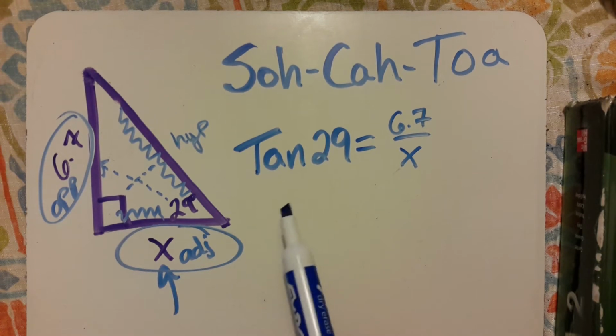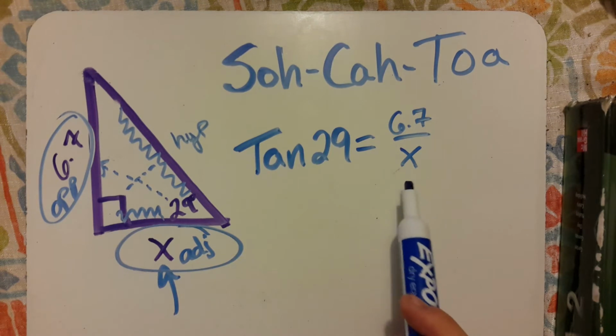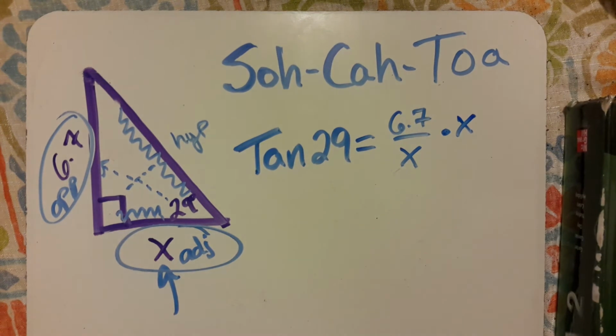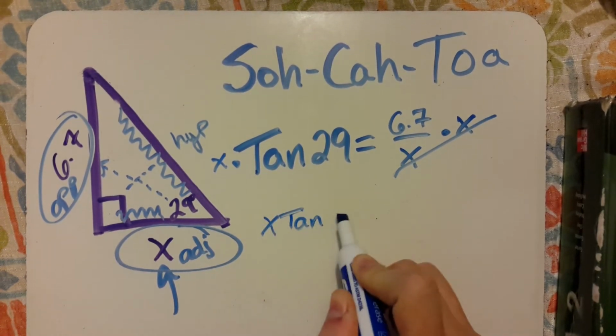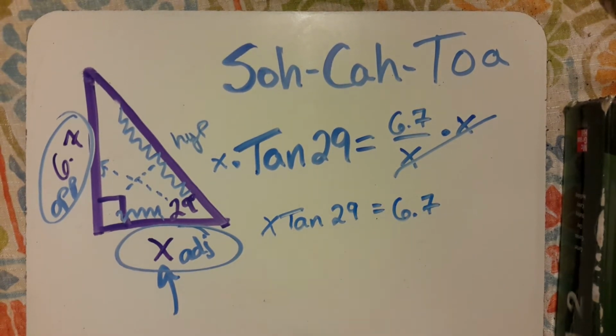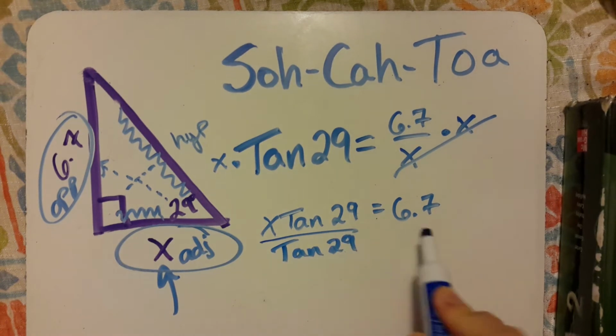Now before you do that, my suggestion is to isolate the x. So I see that the x is on the bottom. So to get rid of that, I'm going to multiply. Except whatever you do to one side, you have to do to the other. So now I have x tangent 29 equals 6.7. Now again, tangent 29 is married to itself. You can't separate that out. But I can separate it from the x. If the x is being multiplied by tangent 29, then I can divide to separate it out.